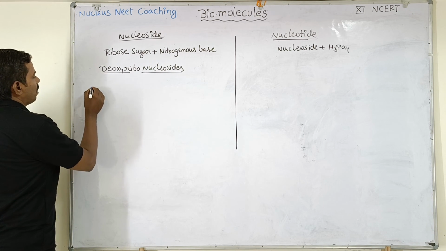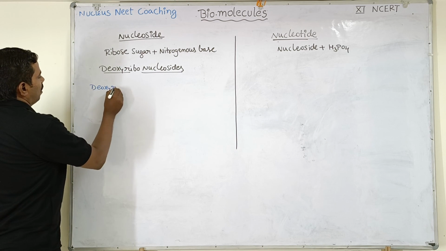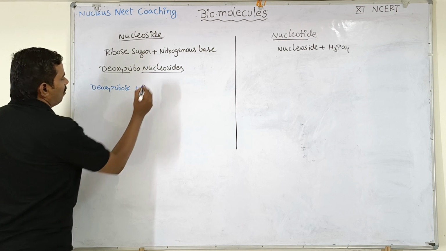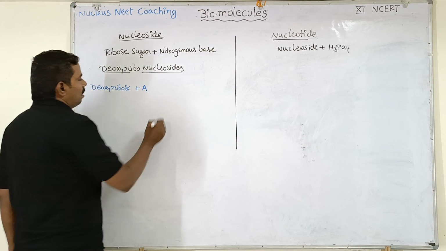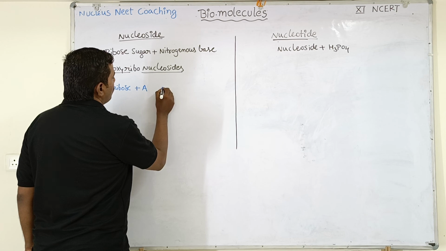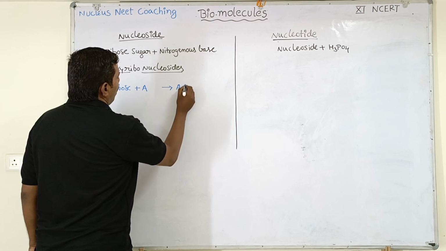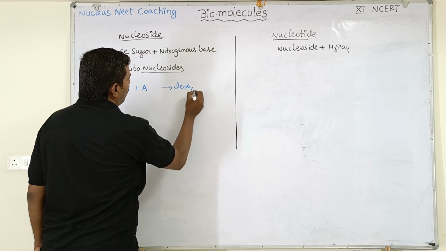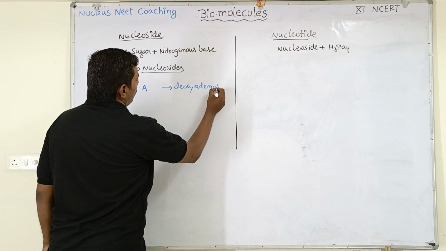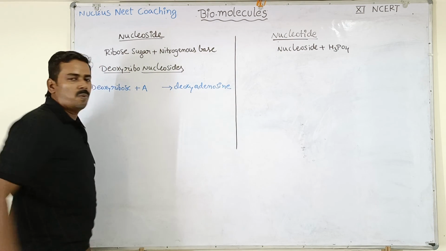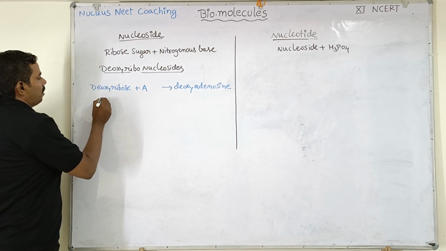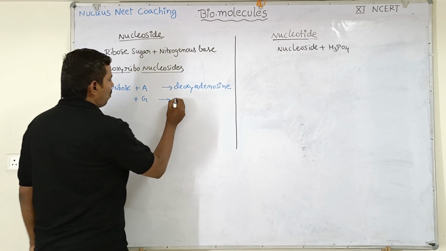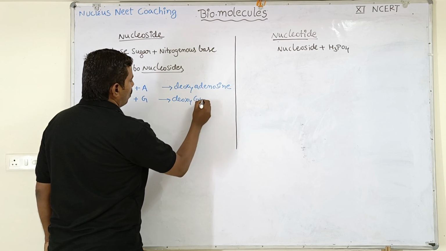So, deoxyribose sugar, when it is attached with the adenine nitrogenous base, then the resultant nucleoside which is formed is called deoxyadenosine. So this is the corresponding nucleoside. Okay. Same deoxyribose sugar, when it combines with guanine, then it results in formation of deoxyguanosine.